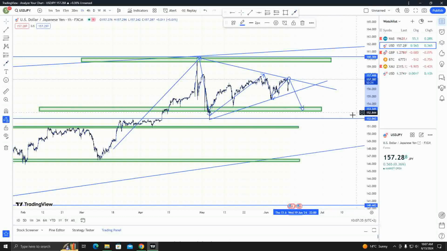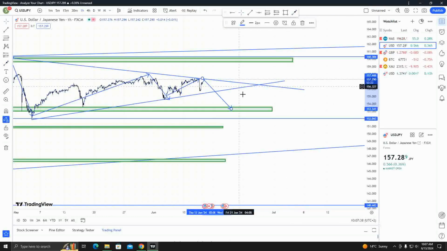That's my prediction. The PPI today will simply be a sell.